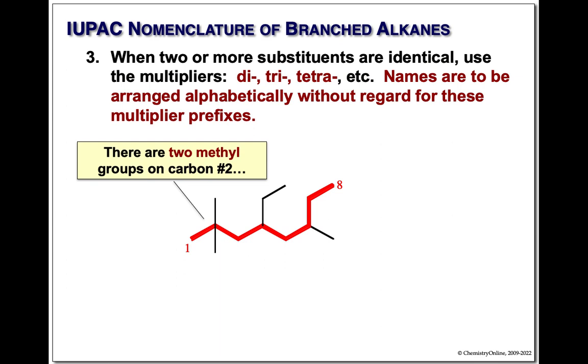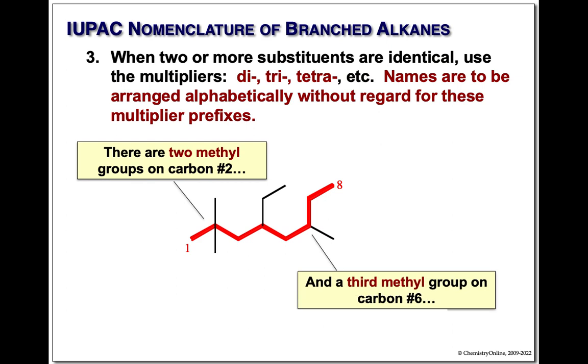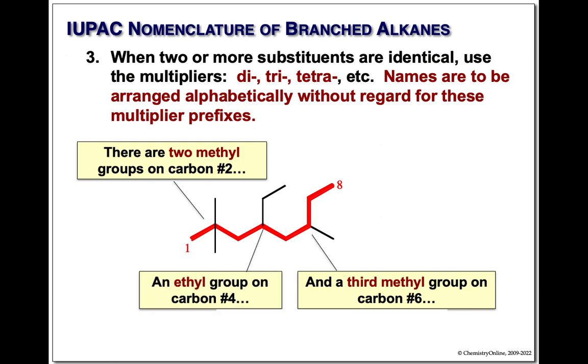At carbon 4, 2, 3, 4, we have a 2 carbon chain. That's an ethyl. We have a 3rd methyl out here on carbon number 6, and the ethyl group here on carbon 4. Our main chain has 8 carbons. That's an octane.